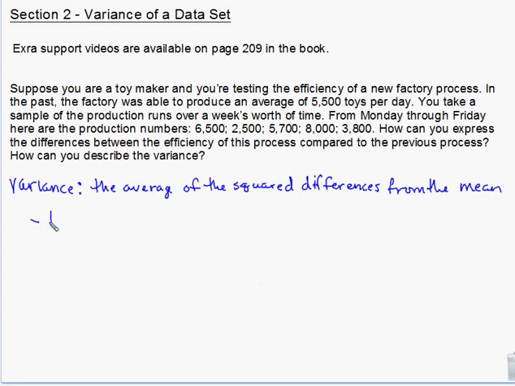Variance tells us how far the data spreads from the mean. Basically, how far from average do things get? If we're looking at toys, and we're looking at the production numbers, 6,500, 2,500, 5,700, 8,000, 3,800.